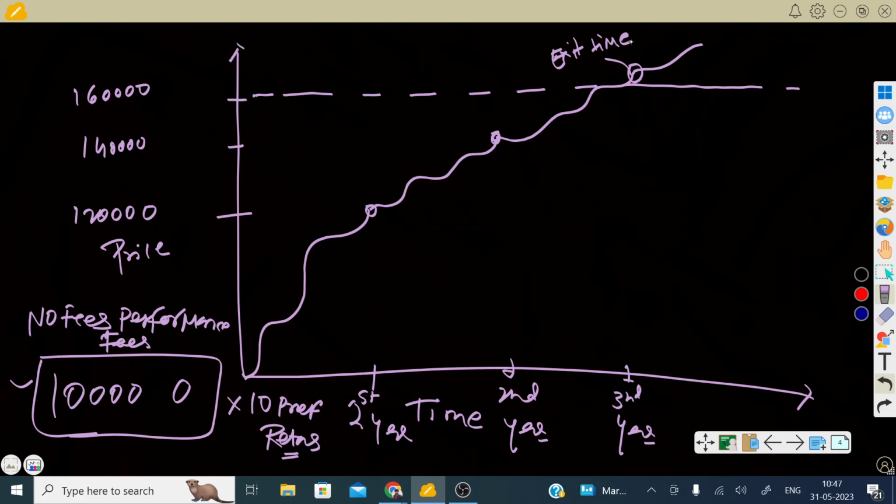So every year, just calculate the value of investment. Calculate it: 1 lakh into 10 divided by 100. So 10,000.